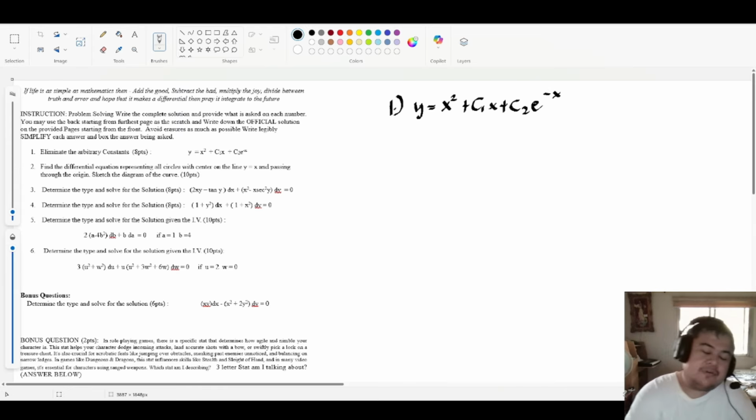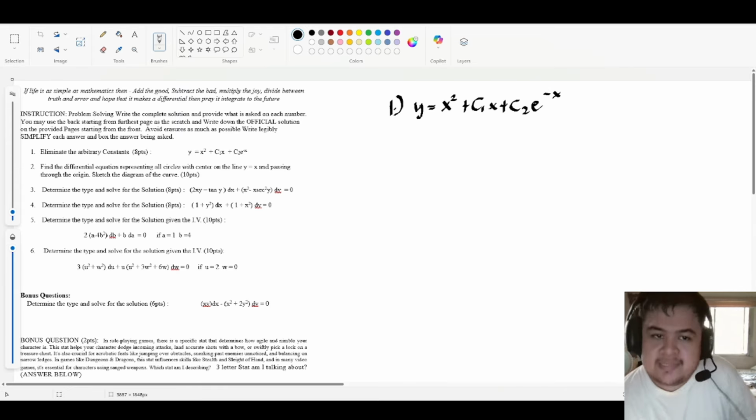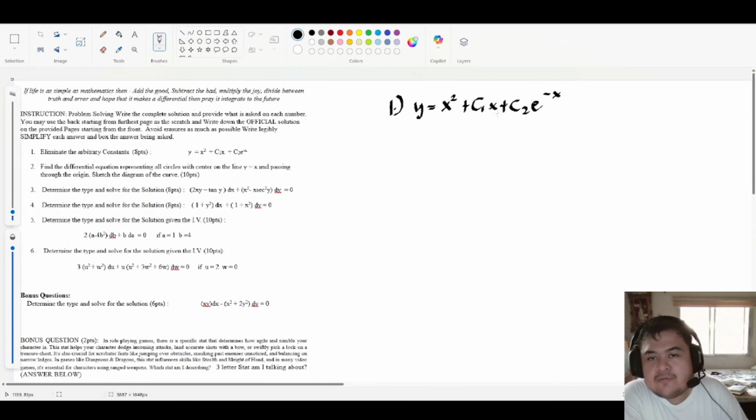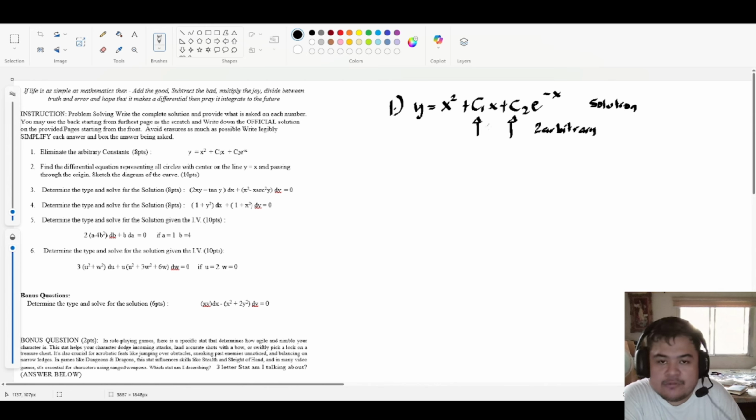For elimination of arbitrary constant, we identify what the constants are. Arbitrary constants are usually denoted by the letter C. In this form, y equals ..., we have two arbitrary constants. When you identify the arbitrary constants, to eliminate them you differentiate. Again, this is a solution. When you have a constant, it's a solution.